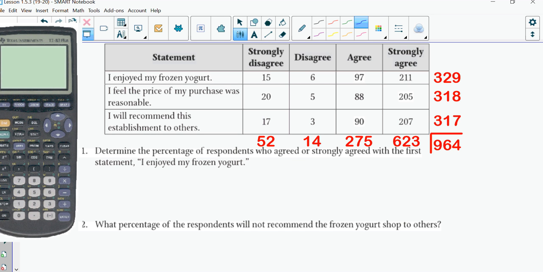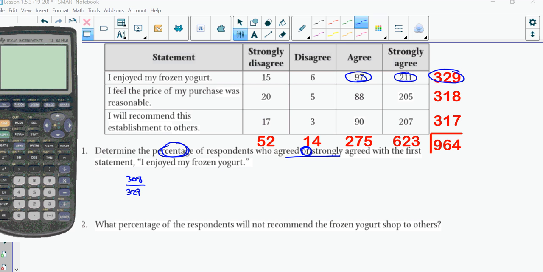It says determine the percentage of respondents. So we're looking at the percentage of respondents who agreed or strongly agreed with the first statement. Remember, or means that either of those could happen. So agreed or strongly agreed with the first statement, I enjoyed my frozen yogurt. So here's agreed and here's strongly agreed. So either of those responses, so if I add them together, 97 and 211 gives me 308 that responded either of those out of 329 responses. So notice I'm reading this way and that would be my total.